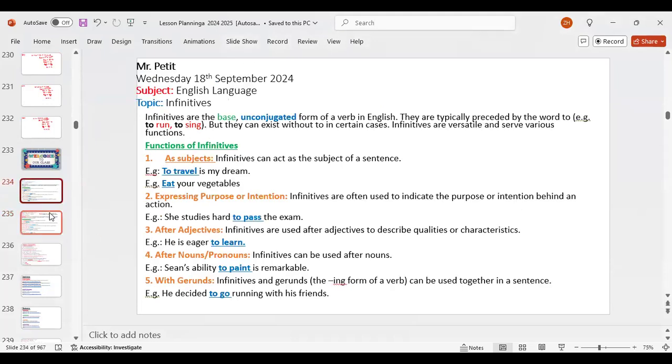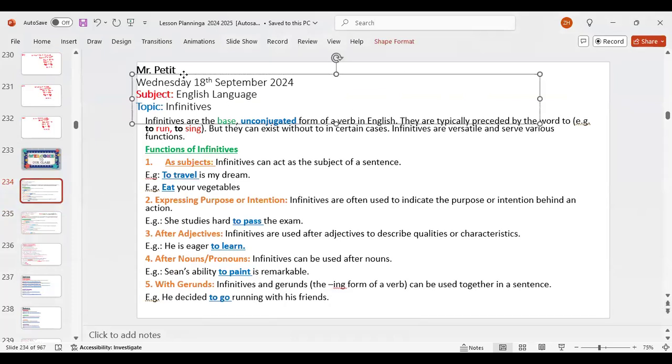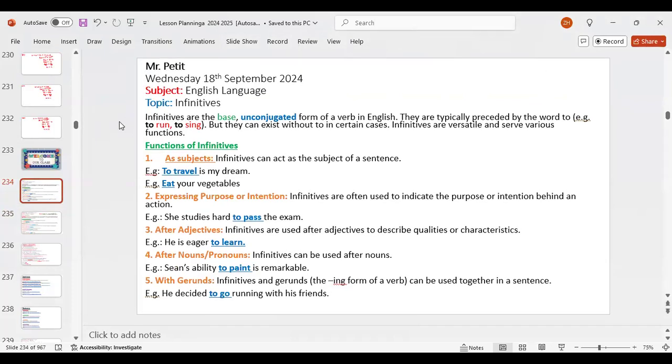I finished right now on number 5. I'm on the last sentence on number 5. Take a picture of this and send it to me via WhatsApp.